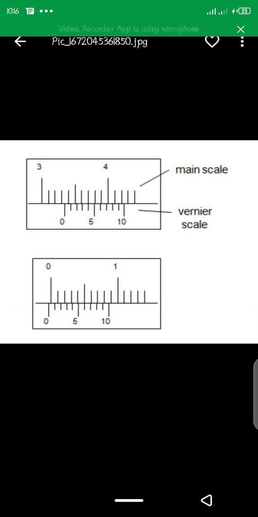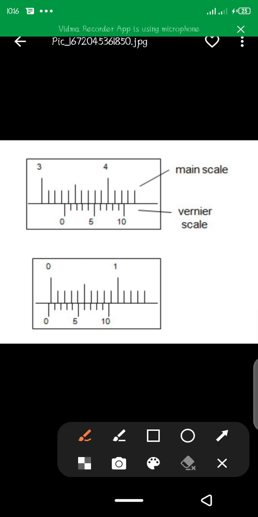To read your vernier caliper, you start with the main scale. You're going to stop your reading of your main scale where the line on the vernier scale starts. So you have something like this. Where that circle is, that's where you're going to stop your reading of your main scale.